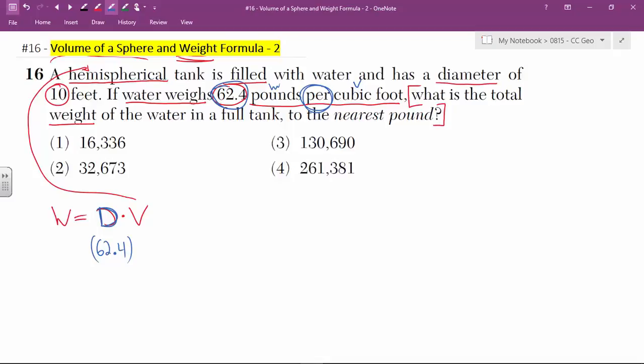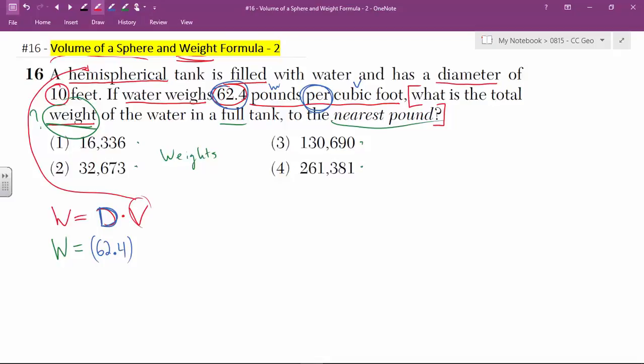What do they want me to find out? Then it says, what is the total weight? Boom, that's the question. What is the total weight of the water in a full tank to the nearest pound? They want me to round again. So what I'm looking for is weight. That's the object of the question. That's what one of these answers will be. These are all possible weights. And I need to come up with the correct one with the volume that they're asking for. I need to calculate that volume.